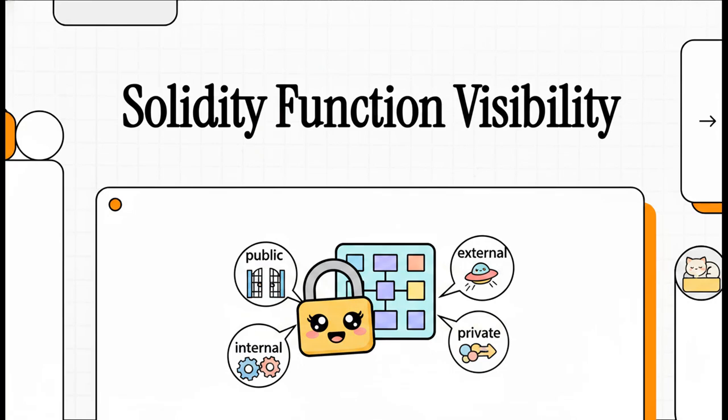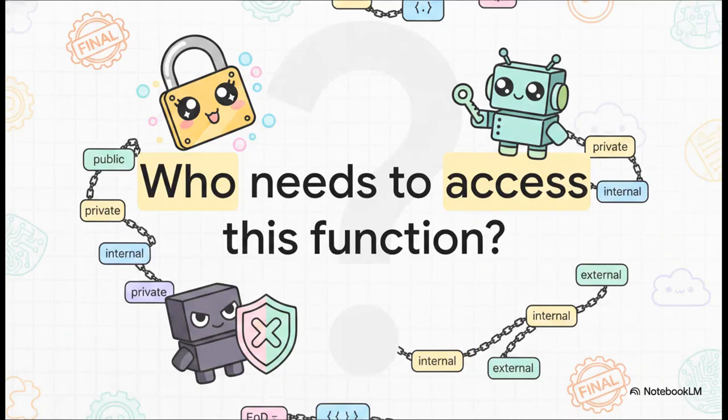Welcome to today's Explainer. We're going to build a highly practical, absolutely bulletproof mental model for securing your smart contracts. We are mastering Solidity's function visibility modifiers. So if you've ever wondered how to lock down your code while simultaneously saving on gas fees, you are in exactly the right place. Before you write a single line of logic, this is the ultimate question you have to ask yourself.